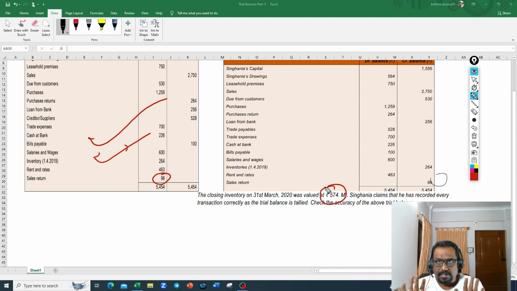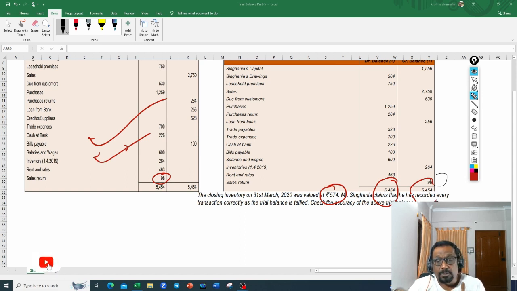So this is an explanation why we are not showing it in trial balance. Hope you are very clear about this subject. So we are ignoring this 574. That's all. We prepared the trial balance. Here 5454 and 5454 totally is tallied. Here also 5454, here also 5454. But both the totals are tallied. The wrong trial balance total is also 5454. The correct trial balance total is also 5454.